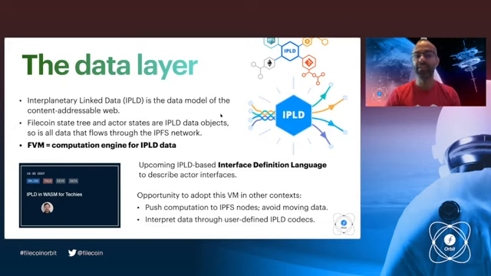If you're interested in the nitty-gritty details of how all of this will work, I totally encourage you to check out Stepstock later today, which is on IPLD and WASM.